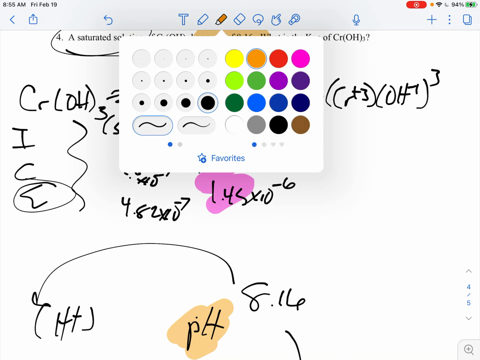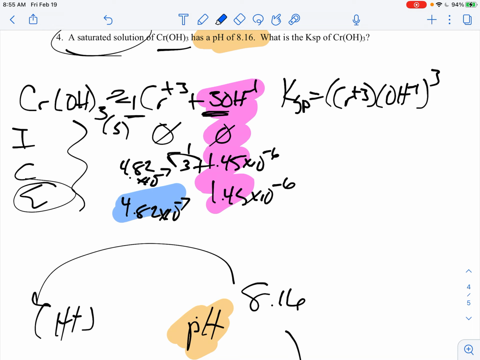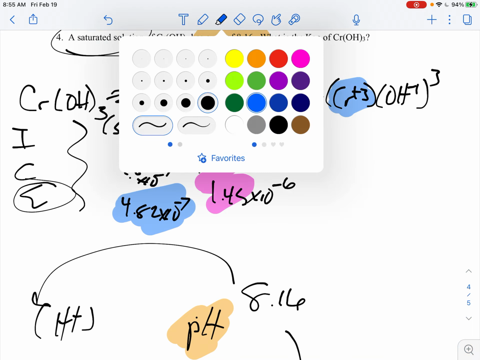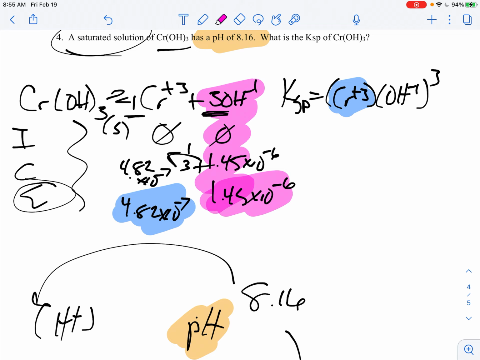So now my blue number here is going to get plugged into there. My pink number here is going to get plugged into there. And then that's going to be my answer. So 1.45 times 10 to the negative 6th times 1.45 times 10 to the negative 6th times 1.45 times 10 to the negative 6th times 4.82 times 10 to the negative 7th. Looks to be about a Ksp value of 1.47 times 10 to the negative 24th, if I have done my math right.